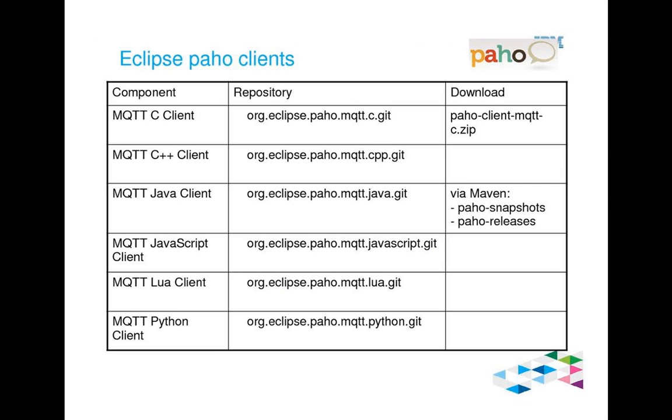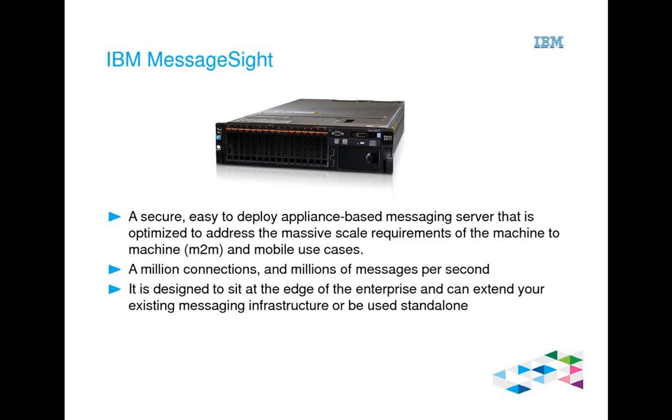Next one. I mentioned this earlier when I showed you that very big complicated diagram where the sensors connect to a device, and that device was MessageSight. What is MessageSight? It's actually an appliance. If you know about DataPower, it's something like that. If you know about WMQ, the enterprise product, it is something like that. But the point to note here is that it's a very high-performance, internet-scale device which can support millions of connections and millions of messages per second.